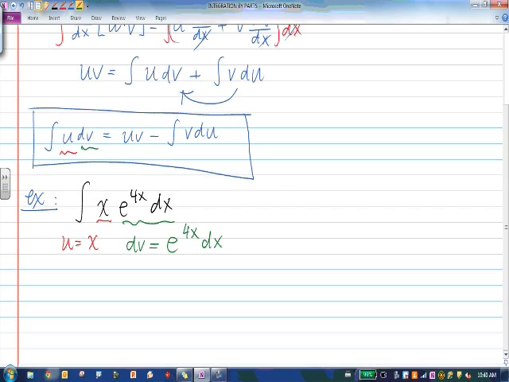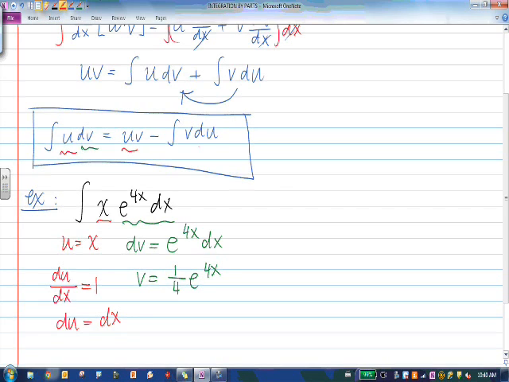So if I crank it into the formula, I first need to find du dx, which is just 1. And if I move the dx over, I get du is equal to dx. And on the other side, if I integrate dv, I get v is equal to 1/4 e to the 4x. So we're all set to plug everything into the equation as needed.